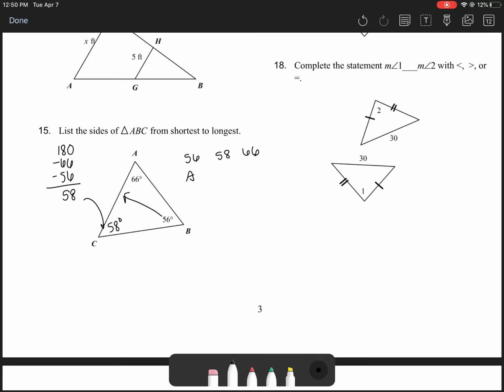56 has an opposite side of AC. 58 has an opposite side of AB. And 66 degrees has an opposite side of CB. So my answer from shortest to longest is AC, AB, CB.